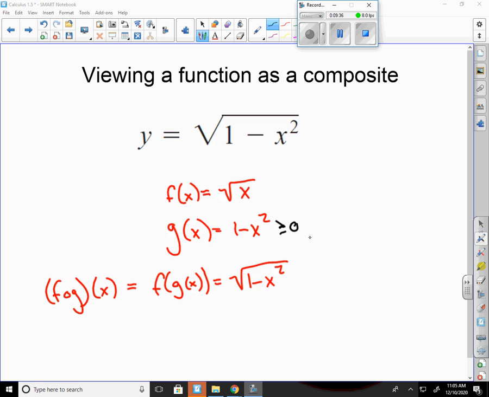So I can subtract my 1 over. That'll give me negative x squared equals negative 1. Divide by negative 1. And I would get that x squared has to be less than or equal to 1. Take the square root. Still x has to be less than or equal to 1. Additionally, I would need my x to be greater than or equal to -1. So x is going to have to be in between these two values for this to work.